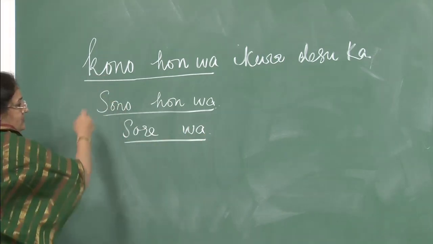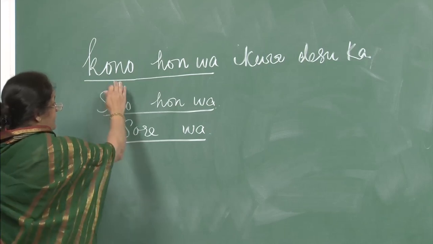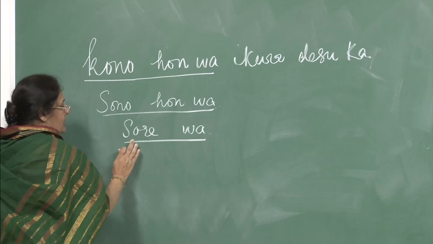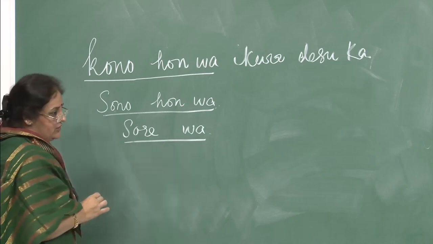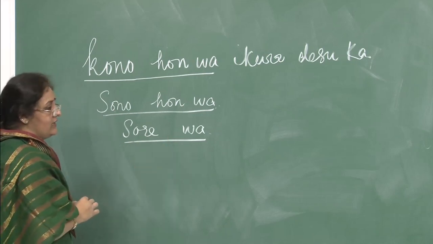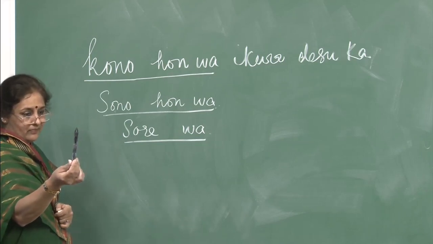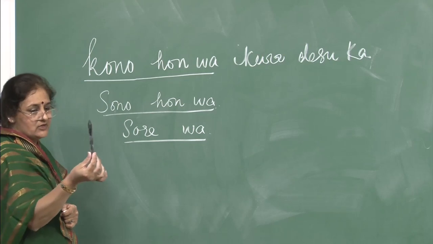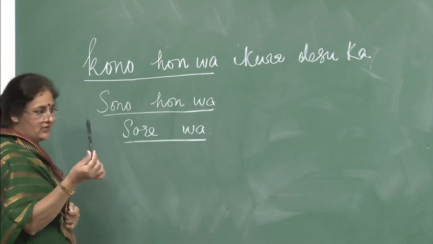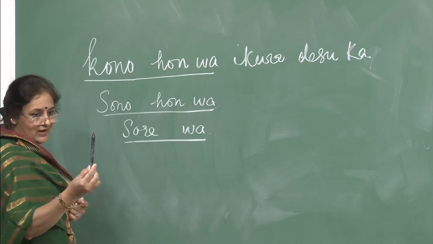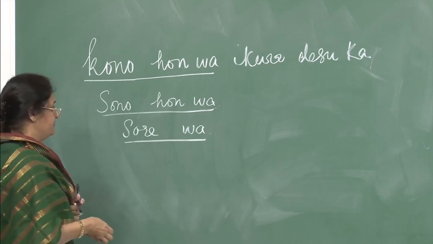So you can see now, you can easily replace kono hon wa with sono hon wa, with sore wa in your answer. Kono hon wa ikura desu ka? For example, kono pen wa ikura desu ka? You could always say sore wa 100 yen desu, whatever the price may be, or sono pen wa 100 yen desu.